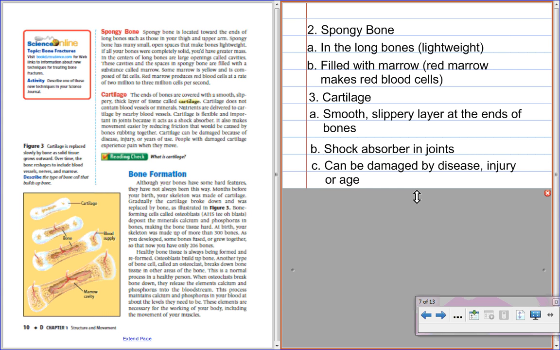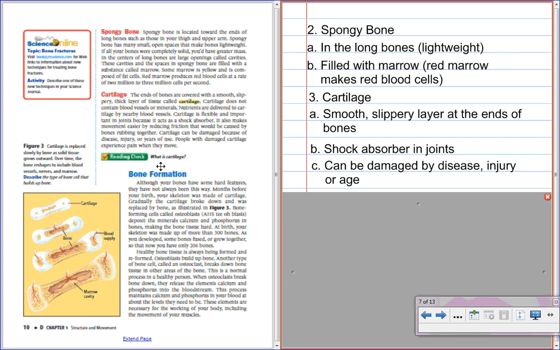Okay, it can be damaged by disease, injury, or age. That's why running sometimes can be bad for you, because you jar your knees and your hips, and the cartilage kind of can't stand all the jarring.